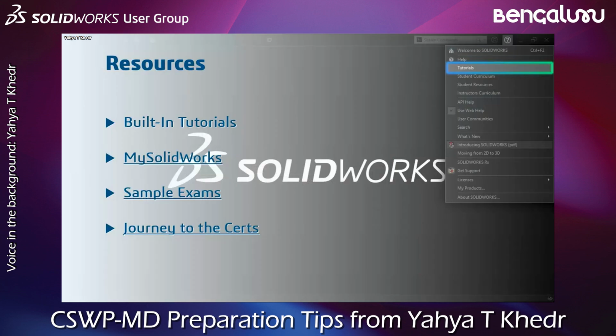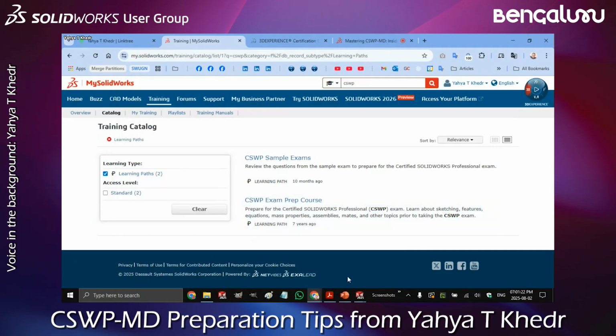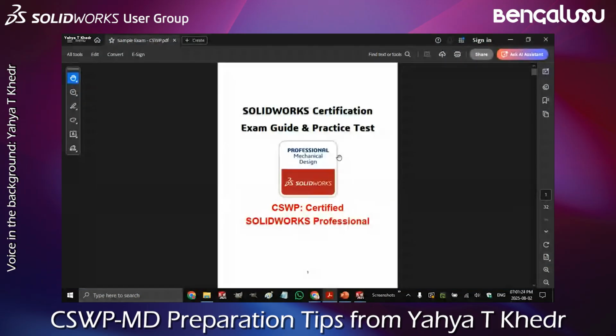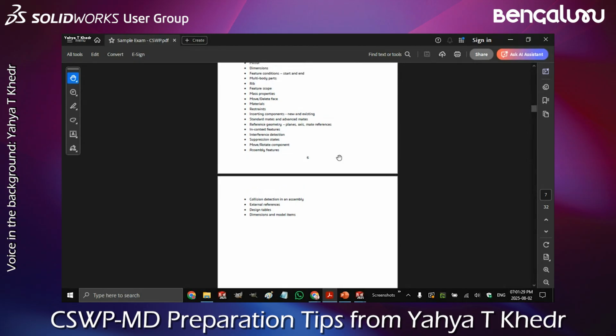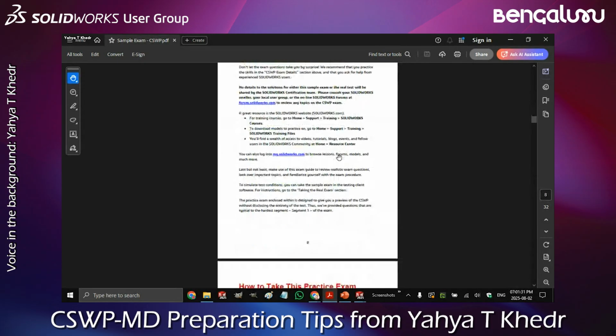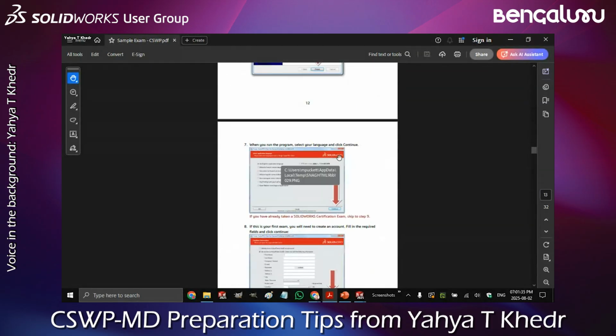Now, the last thing is the sample exam. This is a PDF that you can download. It looks like this. It starts with the basic information that we also found on the CSWP website. It also tells you how to take the exam, like downloading the software, stuff like that.